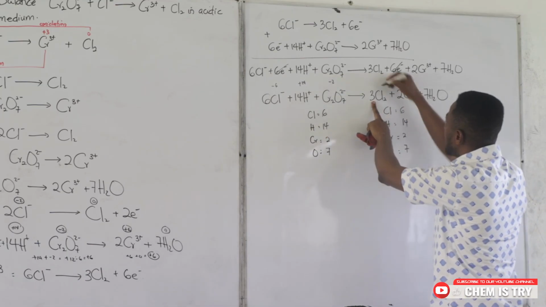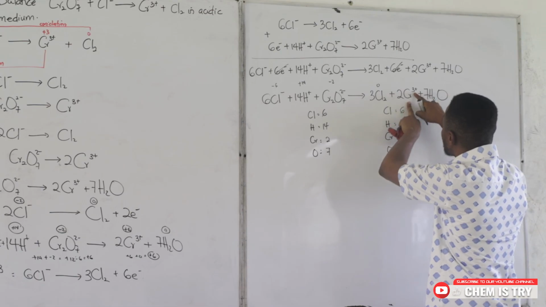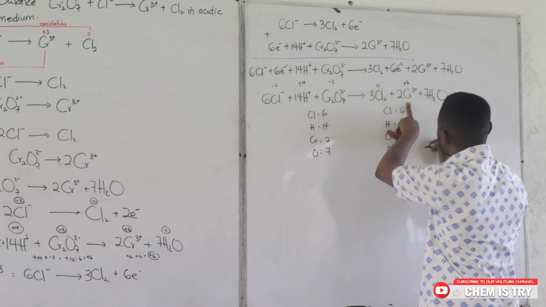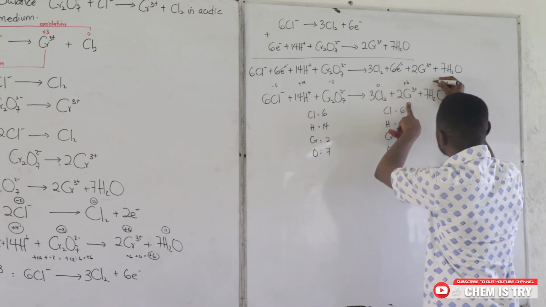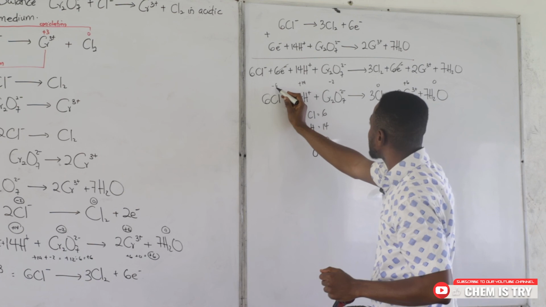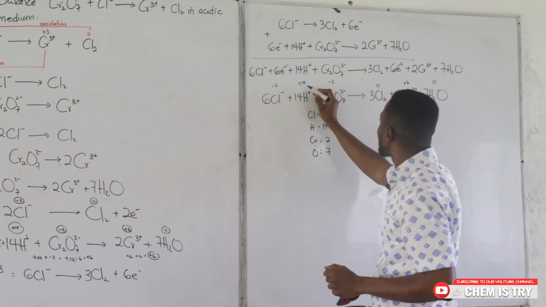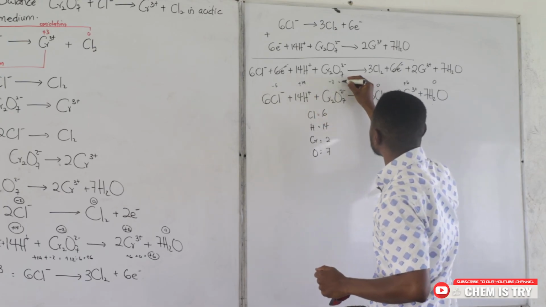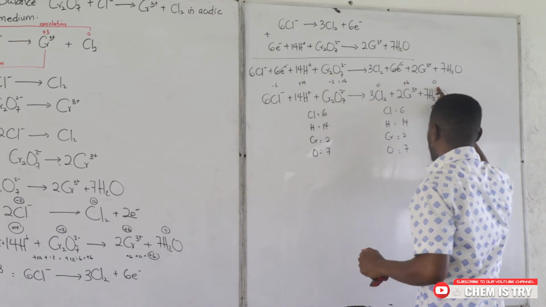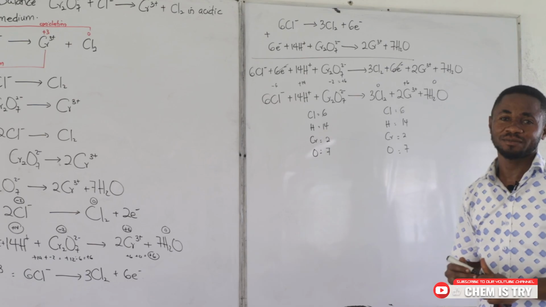Over here, Cl2 is an element standing there alone, so its charge is 0. Cr3+ has a charge of +3, and we have 2 of them, so +6. And this is a compound, so its oxidation number is what? 0. When we add everything together, we are going to get 0. So over here we have -6 plus 14, that will give us +8. Then -2, so the total charge over here becomes +6. And over here we have 0 plus 6 plus 0. That one too is +6. So the charges are also balanced.